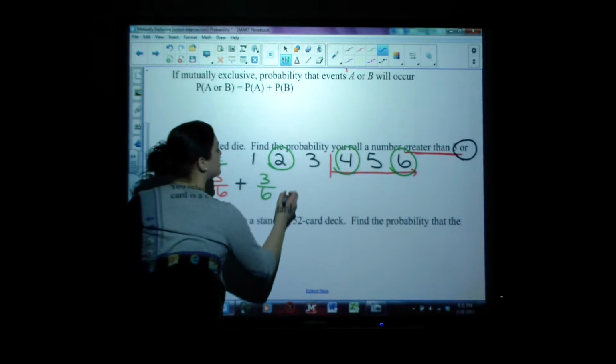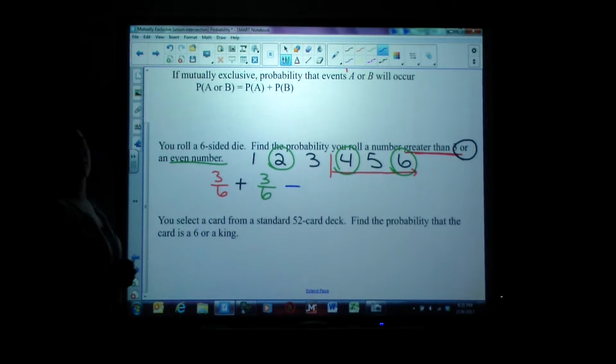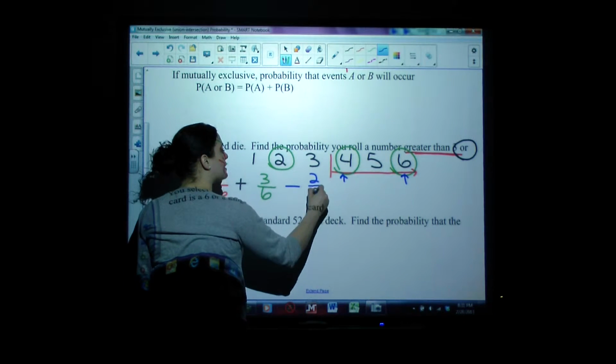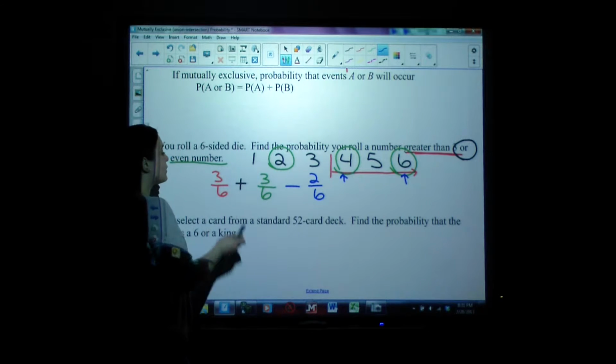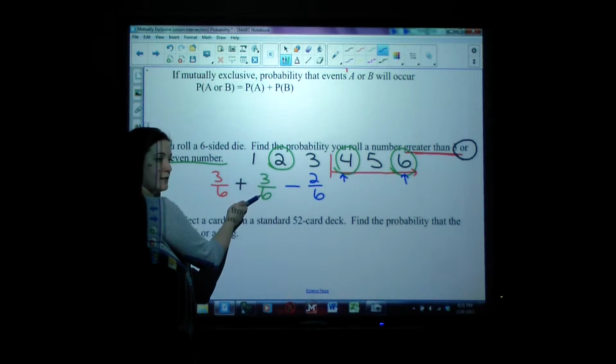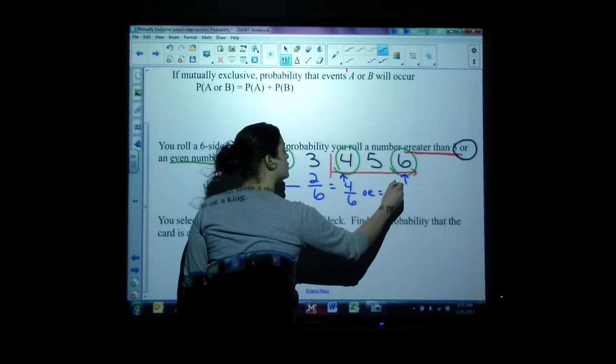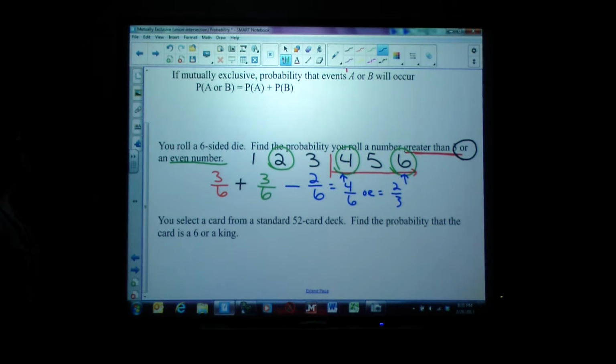Now, we are not done because we have to subtract the overlap. These events do occur at the same time, meaning there is an overlap, there is an intersection. How many numbers were both greater than 3 and even? We should find that there are 2 of them. So we have to subtract this 2 out of 6. So we're going to take 3 out of 6 plus 3 out of 6 and subtract 2 out of 6. 3 plus 3 is 6, minus 2 is 4, so we get 4 out of 6, or we could reduce to 2 out of 3. So the probability that you roll a 6-sided die and you get a number greater than 3 or an even number is 2/3, or 4 out of 6.